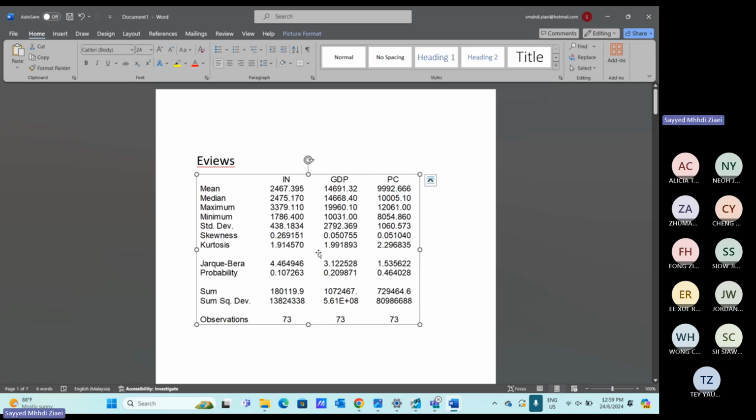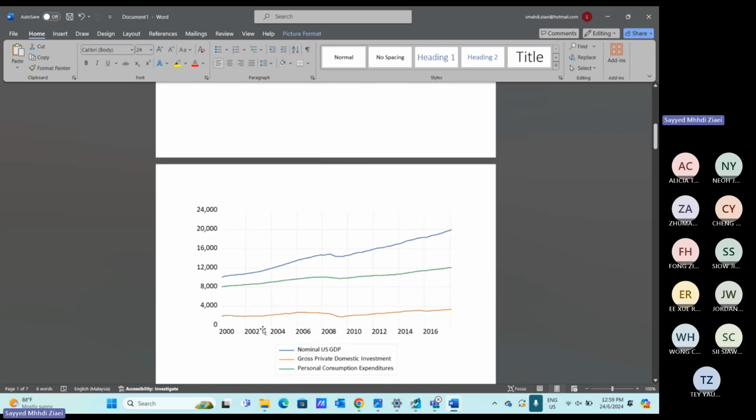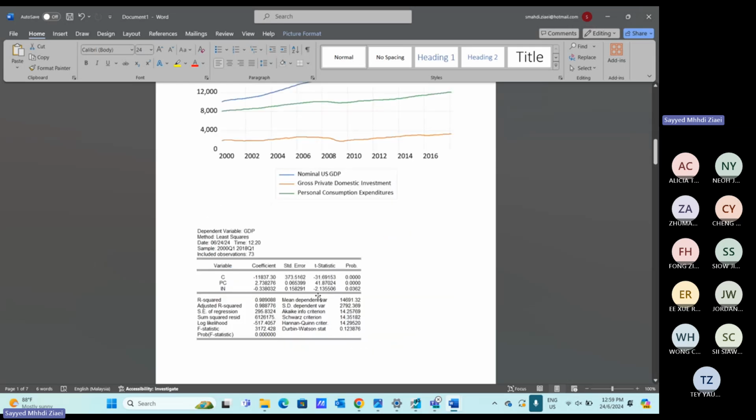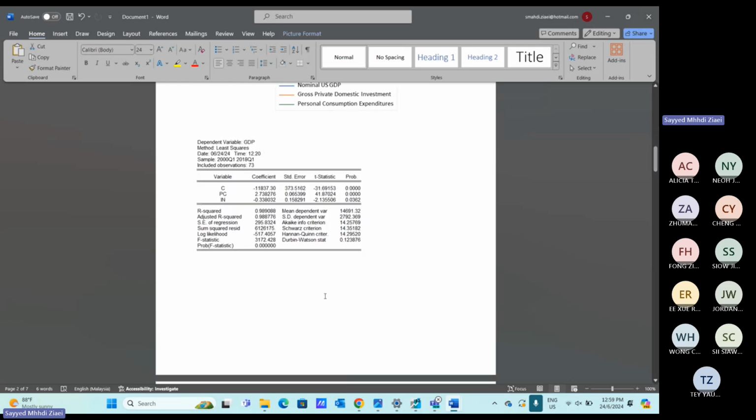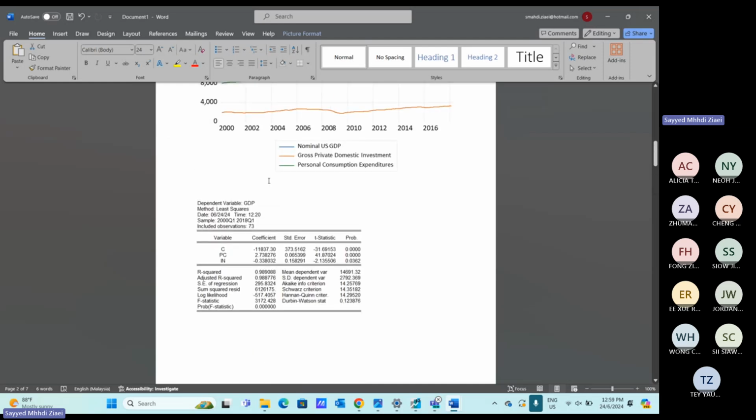I don't recommend that you use the tables of EViews for your assignment. It's good that you have a separate table, summarize your result, extract your result, and then set up new tables and put all the EViews output in the appendix of your work. If you want to use the EViews table, it's very messy. It's better that you summarize the result and then put all the EViews tables in the appendix.